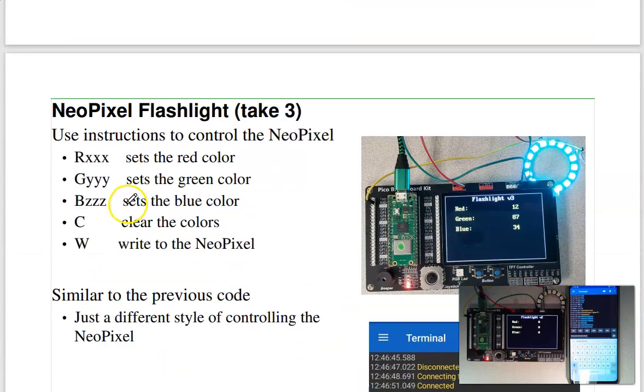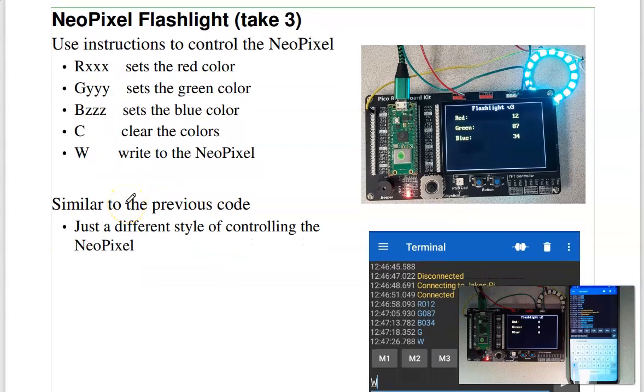Third program, Flashlight 3, kind of sets a programming language. Instead of having to send one big long command that has all the information in it, another way to send data to it is to set up a set of instructions. So let's have 5 instructions. I'll specify the red color, green color, blue color. Clear, just a convenient way to do 0, 0, 0. And write. Every time I hit write, the NeoPixels are updated.